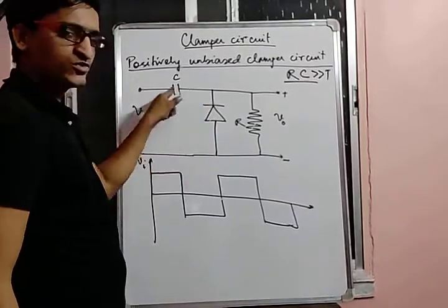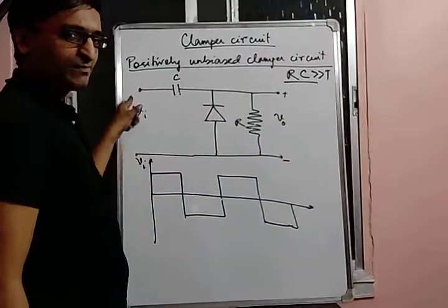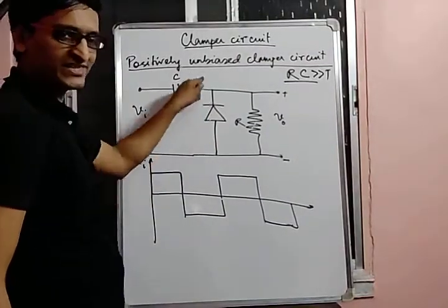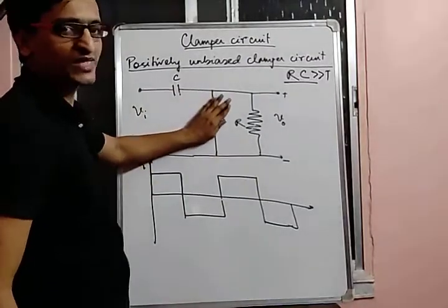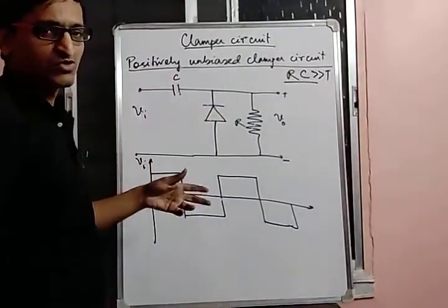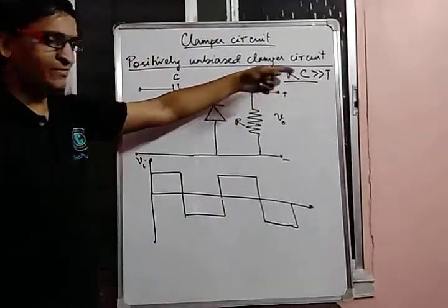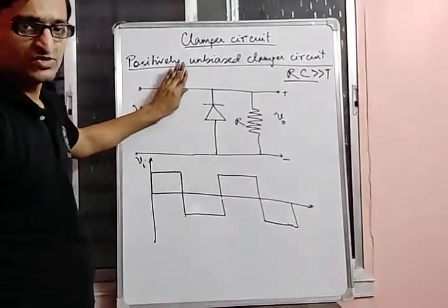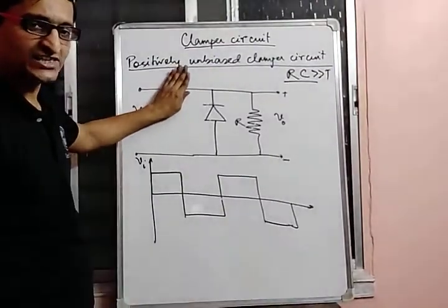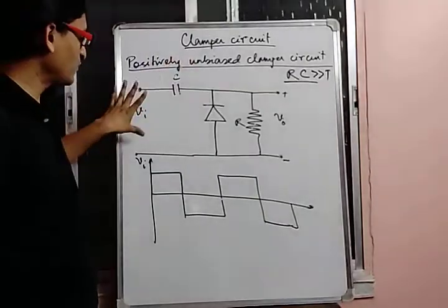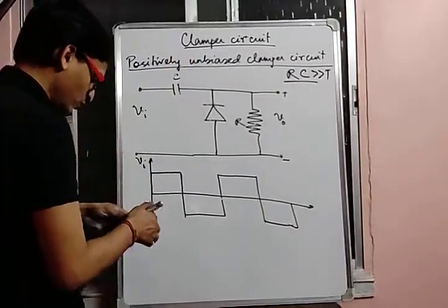Since current is flowing through this path, what will happen? Now you can easily see that no resistance is present in the path, since we are considering the diode to be ideal. So its resistance is 0. So 0 into C is 0. So obviously 0 will be less than T. So this capacitor will get charged up to the maximum value of this input voltage, which is basically your Vm.